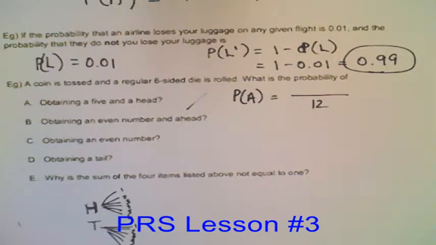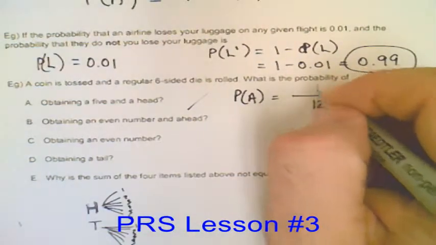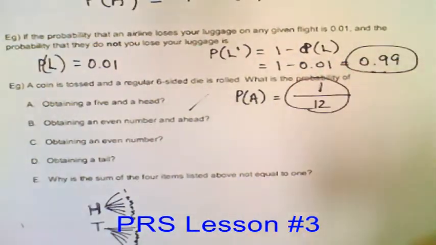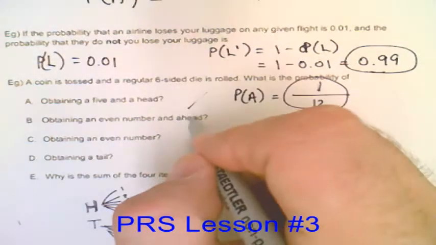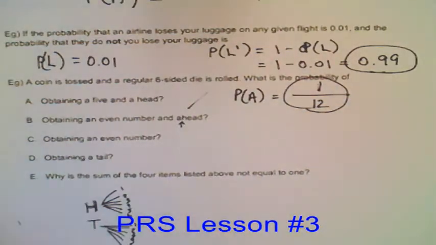Okay? Probability of this happening, I'm just going to call this A, is favorable over possible. So it's going to be something over 12. A 5 and a head. Okay, so a head and a 5 only occurs once. So that's a 1 in 12 probability. Done.